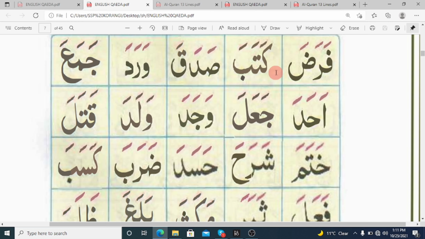Yes. Now we will read this second word. So kaf fatha ka, kaf fatha ka. Now second letter: ta fatha ta, ta fatha ta, kata. Ba fatha ba, kataba.